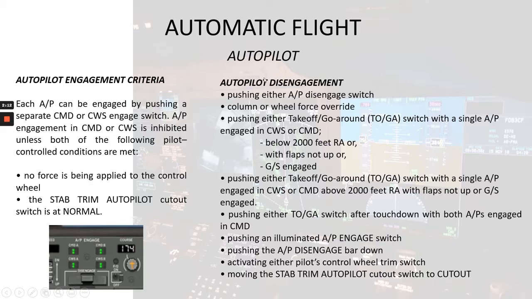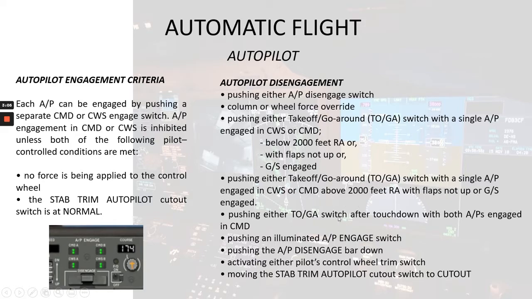Let's talk about how we can disengage the autopilot now. We can do it by pushing either autopilot disengage switch, column or wheel force override, pushing either takeoff go around TOGA switch with a single autopilot engaged in CWS or command below 2000 feet radar altimeter, or with flaps not up or glide slope engaged. Pushing either takeoff go around TOGA switch with a single autopilot engaged in CWS or command above 2000 feet radar altimeter with flaps not up or glide slope engaged.